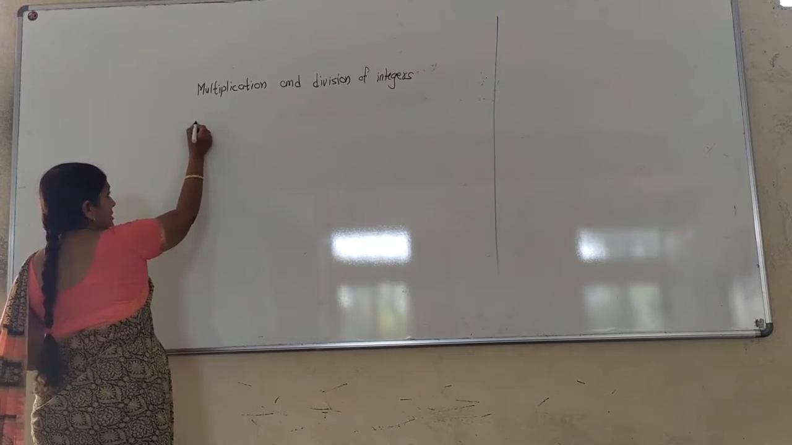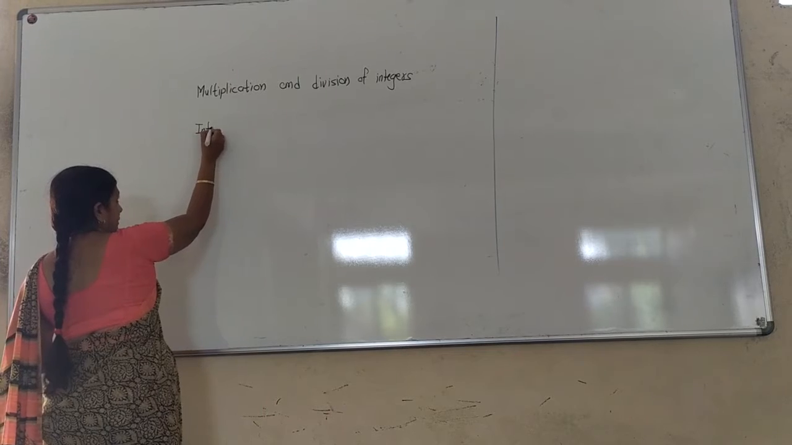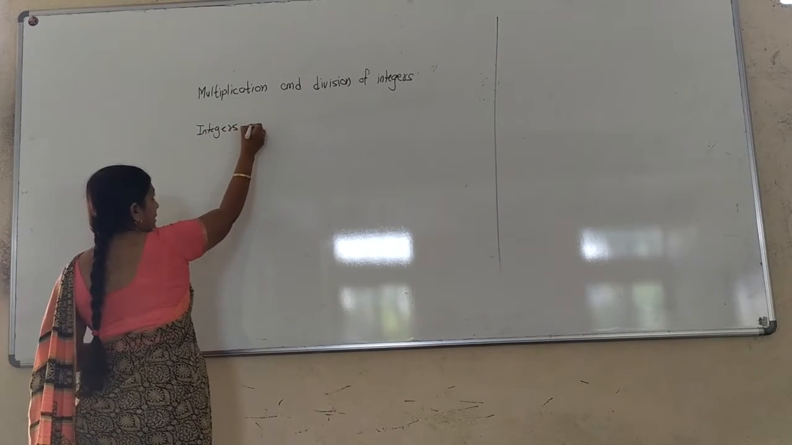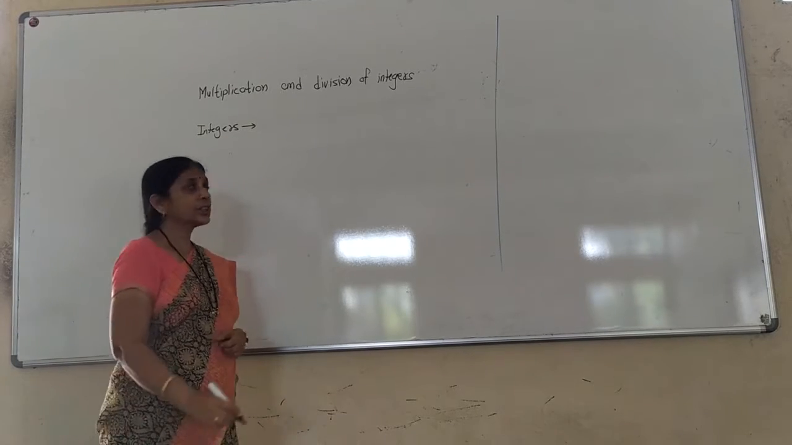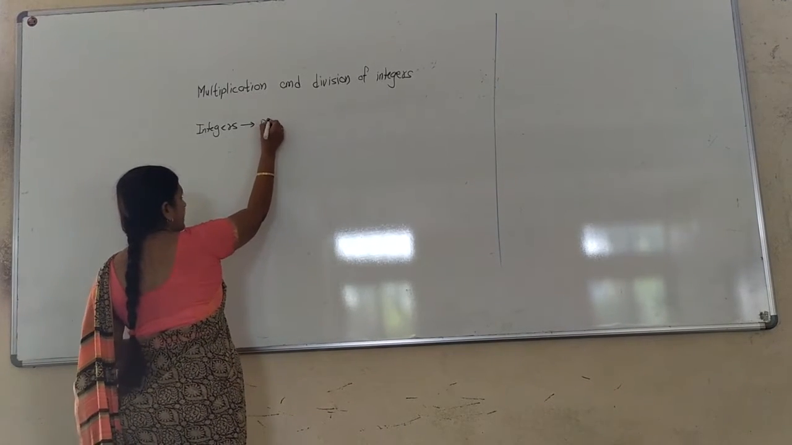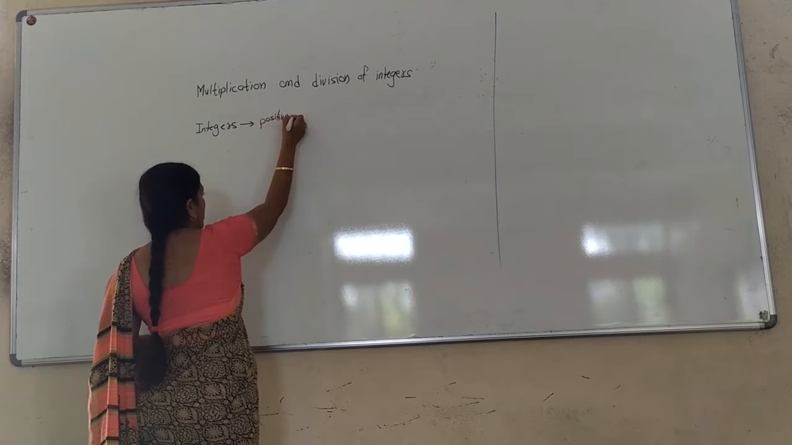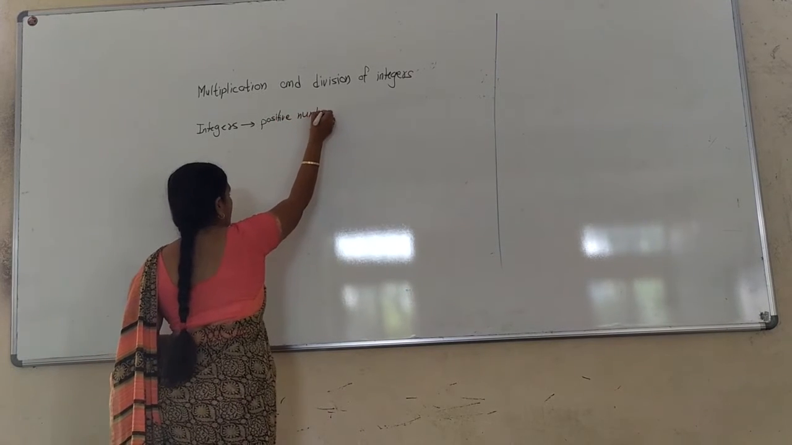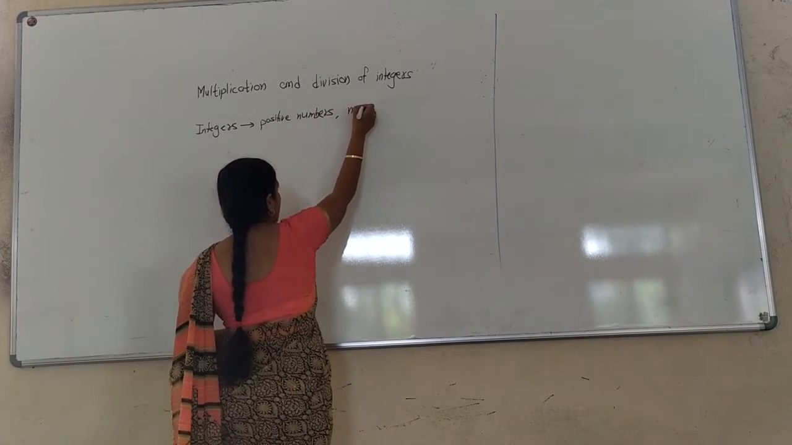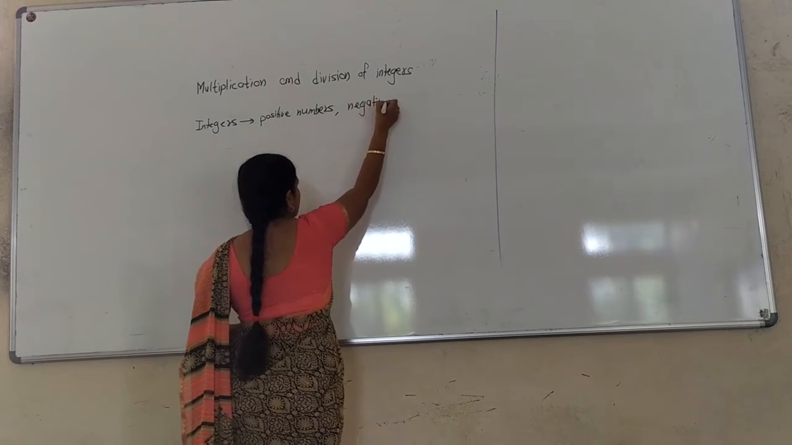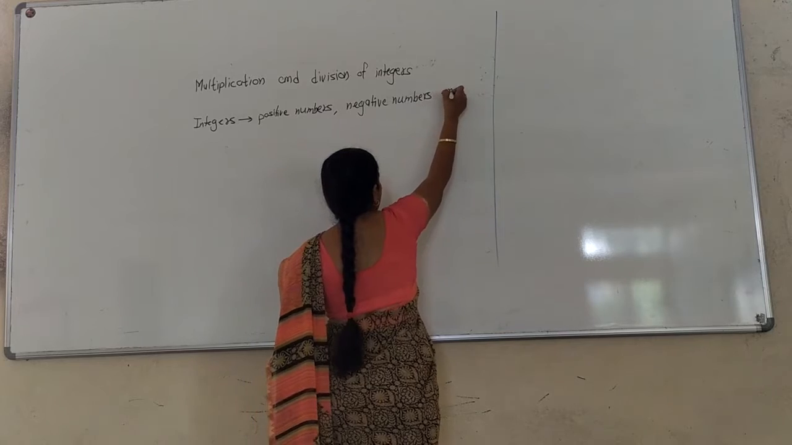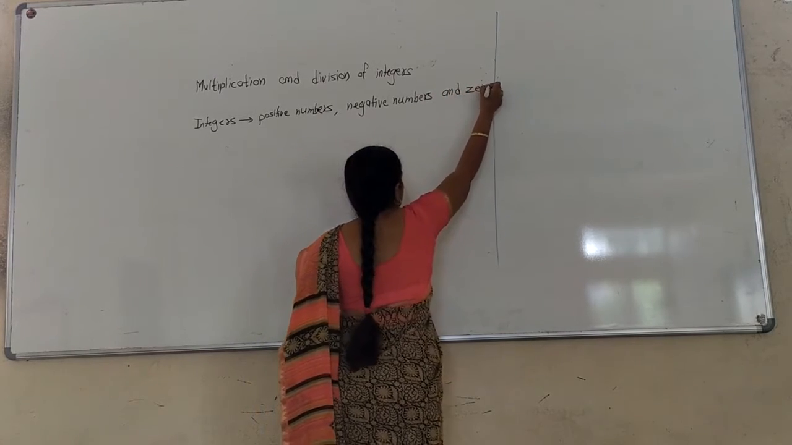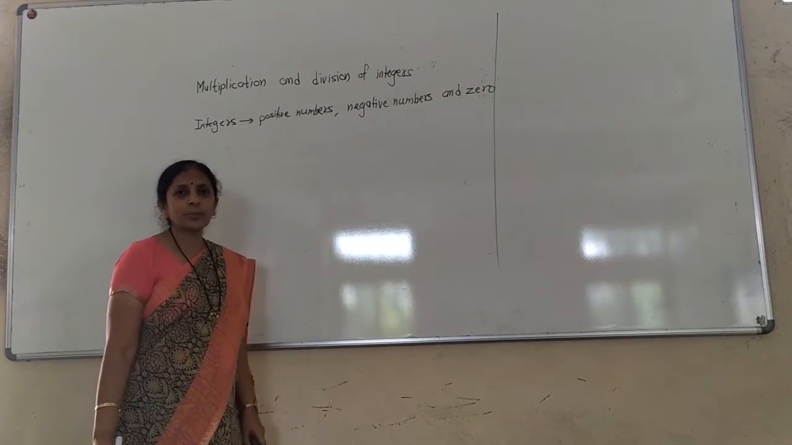What are the integers? Integers are nothing but the collection of positive numbers, negative numbers, and 0. So in the integers there are the positive numbers, negative numbers, and 0.